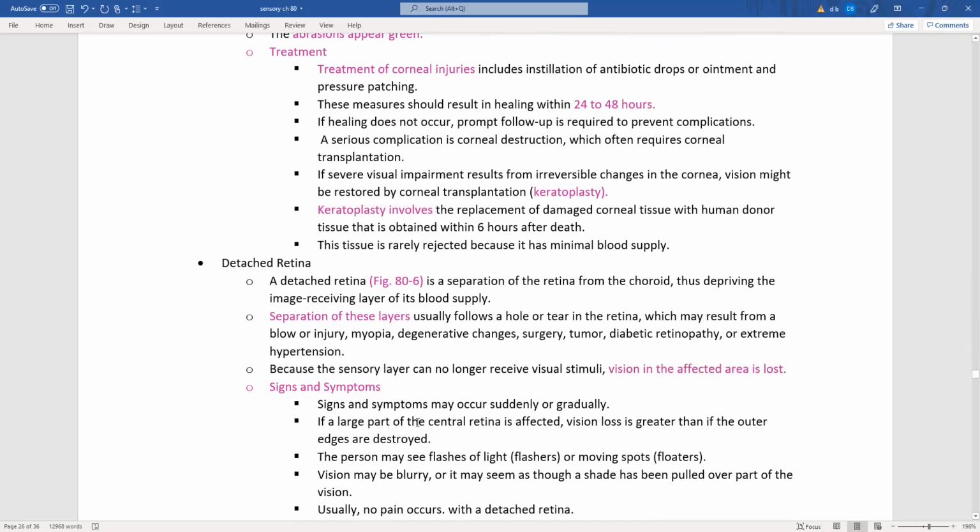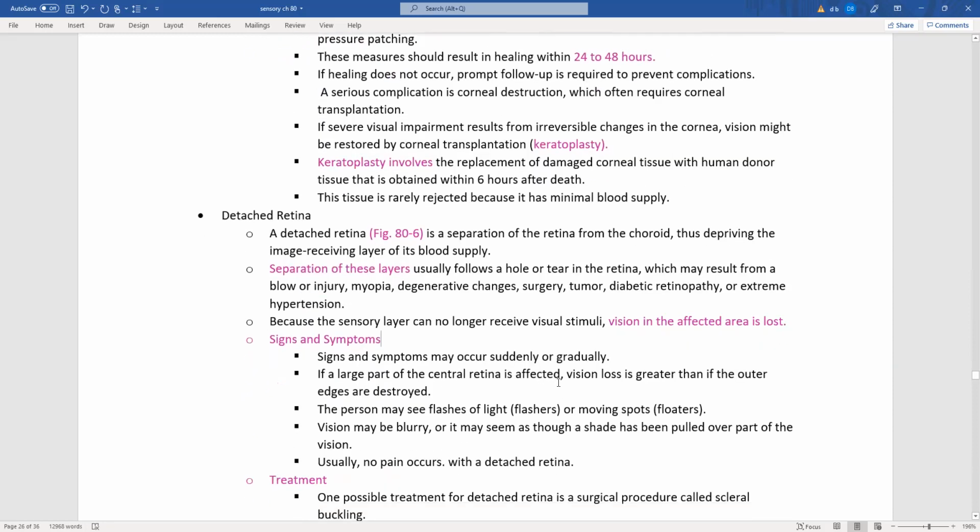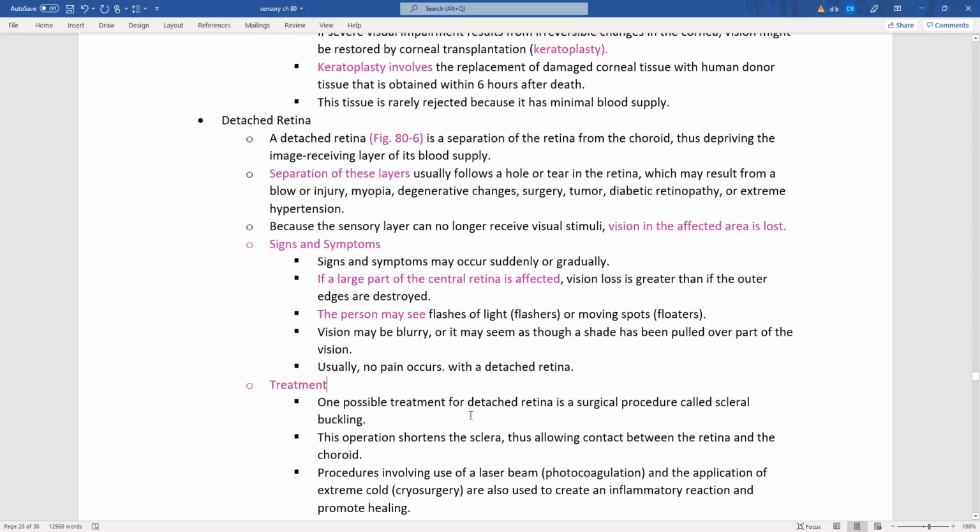Signs and symptoms may occur suddenly or gradually. If a large part of the central retina is affected, vision loss is greater than if the outer edges are destroyed. The person may see flashes of light, known as flashers, or moving spots, known as floaters. Vision may be blurry, or it may seem as though a shade has been pulled over part of the vision. Usually, no pain occurs with a detached retina.